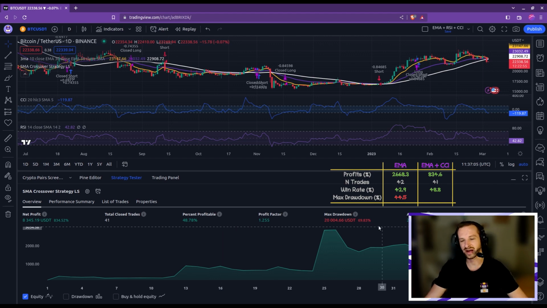And with the loss of our profits, also the maximum drawdown increased quite a bit. I think we can say that the CCI didn't do very well. I think what happened is that it actually filtered out too many good trades. So let's see how the RSI does now.